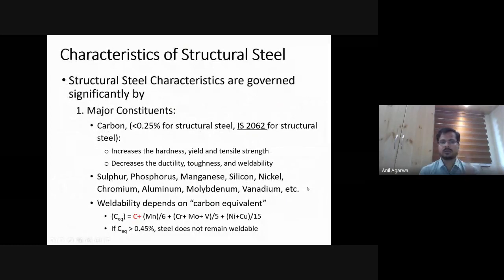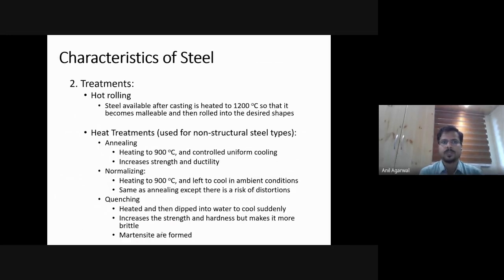Okay, so carbon equivalent is carbon content plus whatever other metals you might have. You divide them by the respective factors and you calculate the carbon equivalent. So if you have too much of these metals, and their names are all written here, they will affect the weldability, and you have to keep equivalent carbon content less than 0.45%. Otherwise the weldability is compromised.